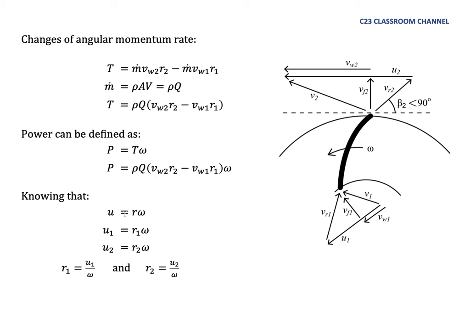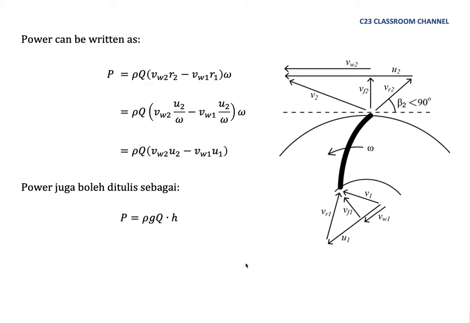We know that U is equal to R omega, so U1 equals R1 omega and U2 equals R2 omega. We could simplify: R1 equals U1 over omega and R2 equals U2 over omega. Substituting R1 and R2, the omega cancels out. So power is equal to rho Q, V whirl 2 U2 minus V whirl 1 U1. As we discussed in the previous lesson, the general equation for power is rho g Q H. Now we could equate this term with this term.